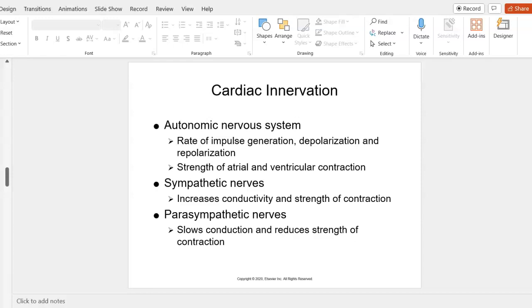Now, is that to say that we don't have some conscious control? Of course not. We do have some conscious control over it. We get really nervous, heart rate goes up. We breathe deeply, we can slow it down. However, in general, it's under control of that autonomic nervous system.